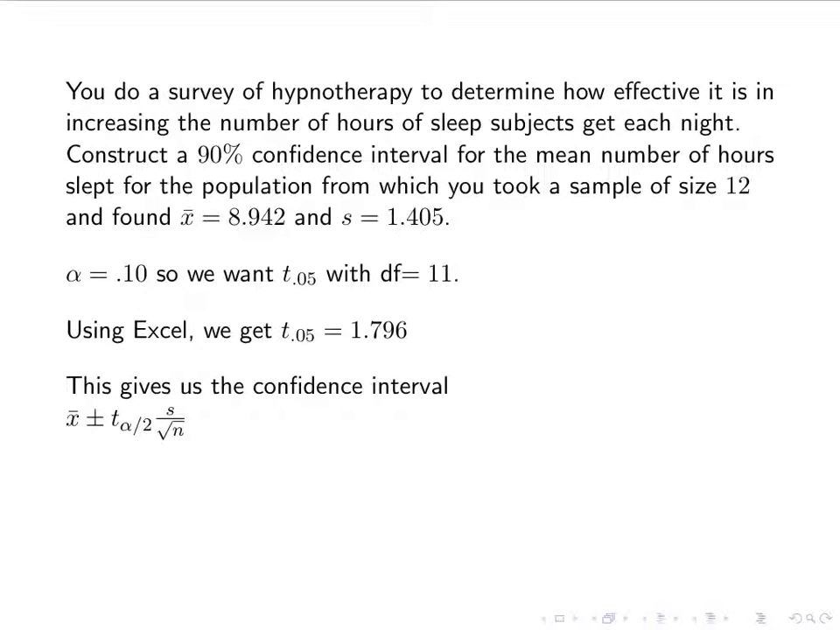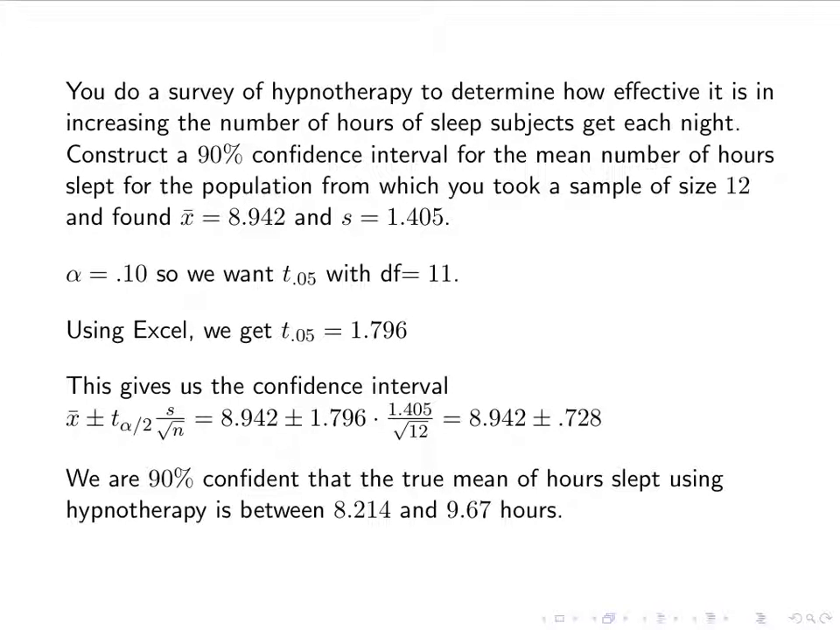So this is going to give us the confidence interval 8.942 plus or minus 1.796 times 1.405 over the square root of 12. Plug that into your calculator or into Excel, and that gives us 8.942 plus or minus 0.728. So we are 90% confident that the true mean of hours slept using hypnotherapy is somewhere between 8.214 and 9.67 hours. Which is good, right? Most people, you need 8 hours of sleep.